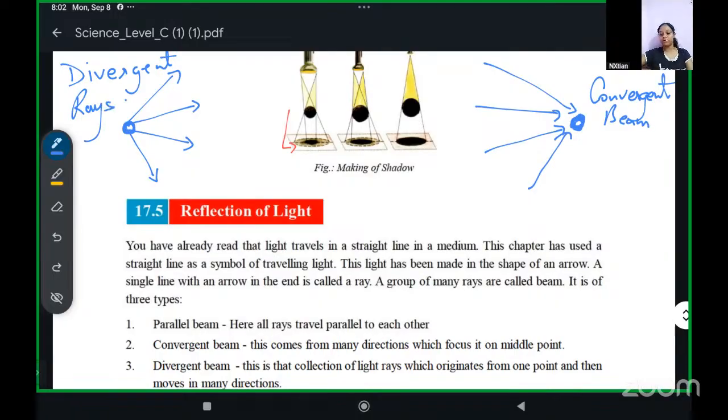Understood? Understood what is a parallel beam, what is a convergent beam, what is a divergent beam. Okay.